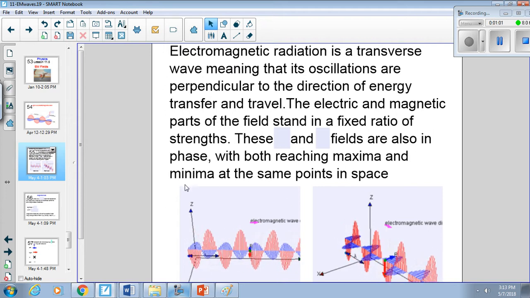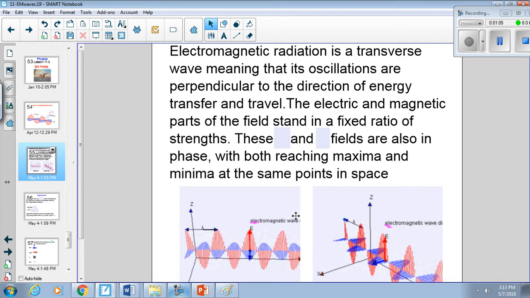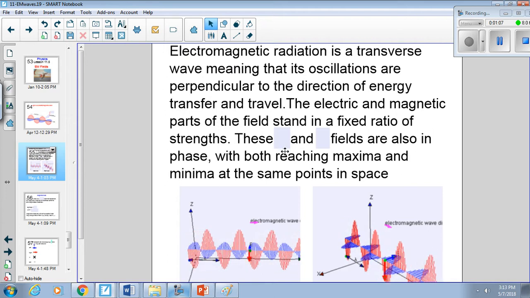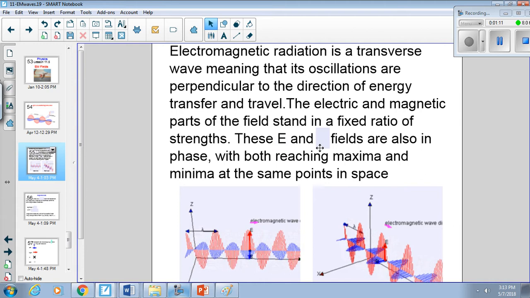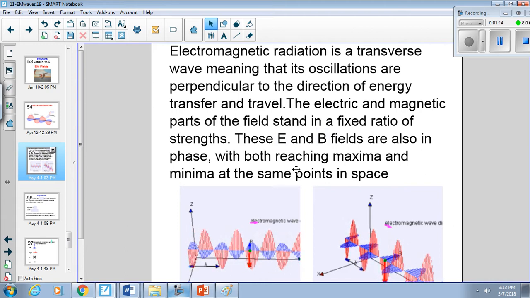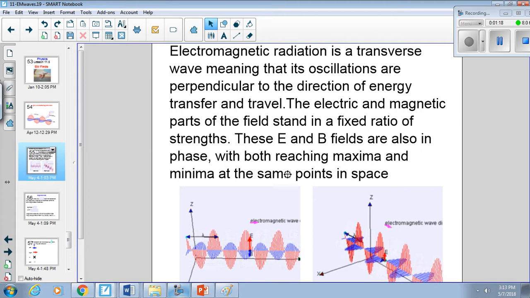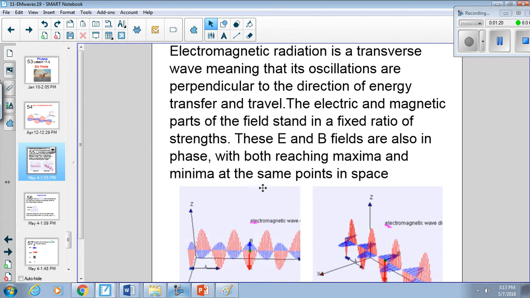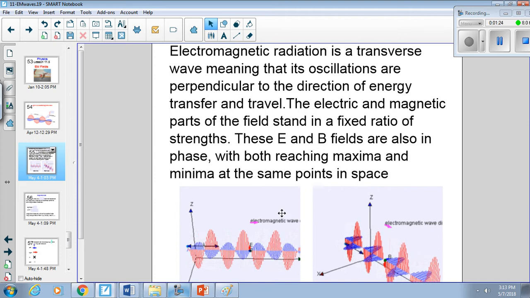Also, it's important to note that just because they are perpendicular to each other does not mean that they're out of phase. They're actually in the same phase, so both the electric field and the magnetic field reach the maximum and minimum at the same points in the same space. And that's what these diagrams here, which I borrowed from Wikipedia, show.